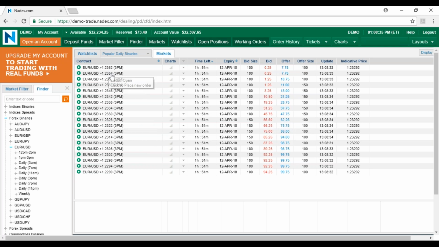All right, so each one of these has a different strike price. You notice, for example, on these here, 23.54, 23.50, 46, there are 4 ticks or 4 pips between each one of these strikes.